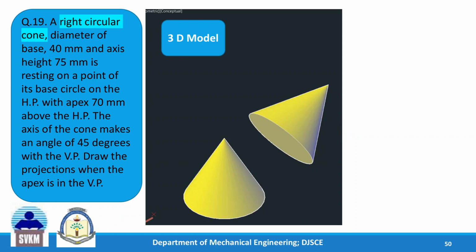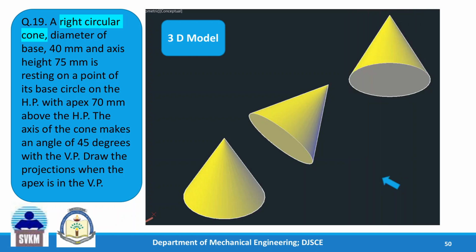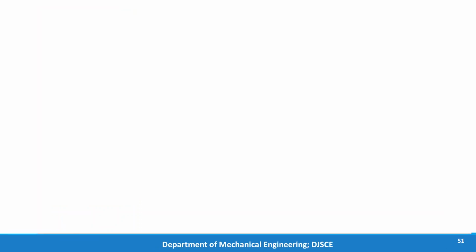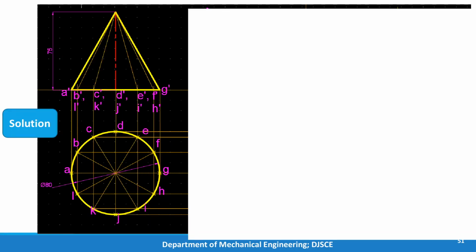And third step, we have to reorient that axis making 45 degrees with VP. So this is reoriented so that the axis making 45 degree with VP. Now in this case it is XY line. So that is done now in the third step. Let us see the solution. First step, all right.